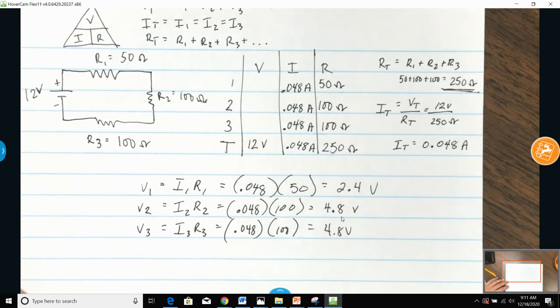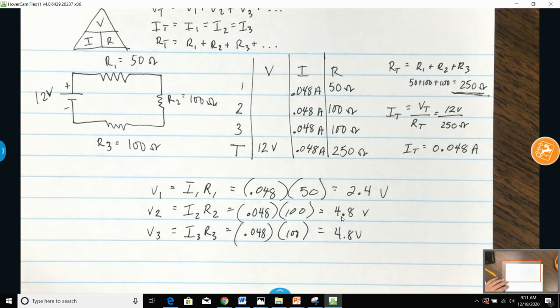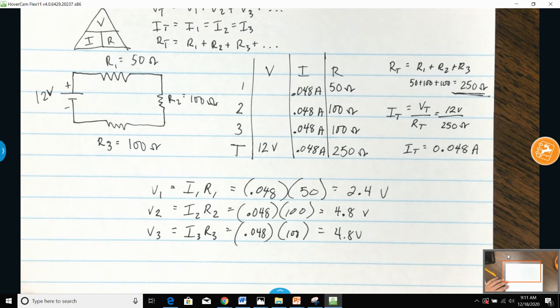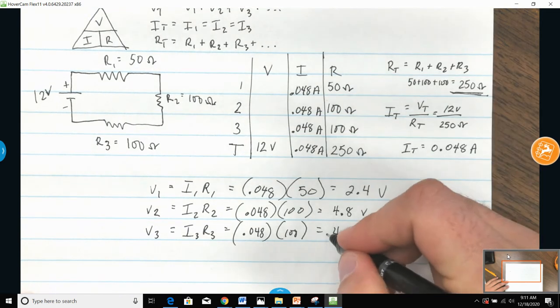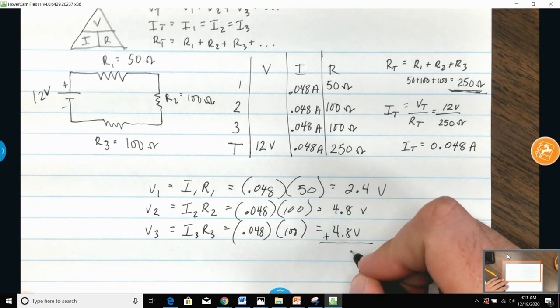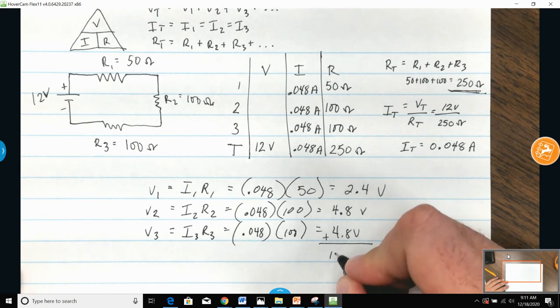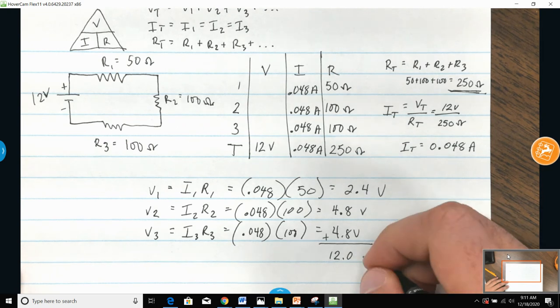So remember, when we go through this circuit, you have to use up all that voltage. You can't use any less, you can't use any more. It's got to be 12 exactly. So before I enter these into my table, I need to make sure that these add up to equal 12. And it actually does exactly.